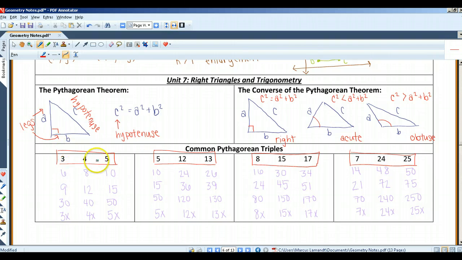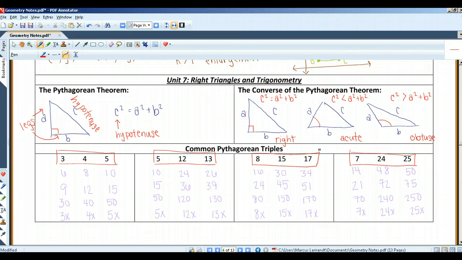So for example, 3, 4, and 5, if I multiply all those by 2, I get 6, 8, and 10. Or if I multiply them by 3, I get 9, 12, 15. If I multiply by 10, 30, 40, 50. You can multiply these numbers by any number, so I put an x here, and you will get another triple. Okay?